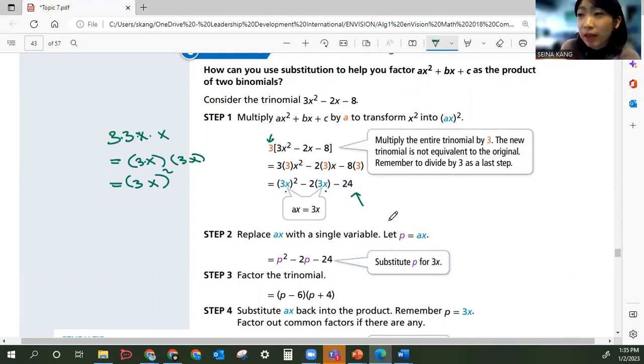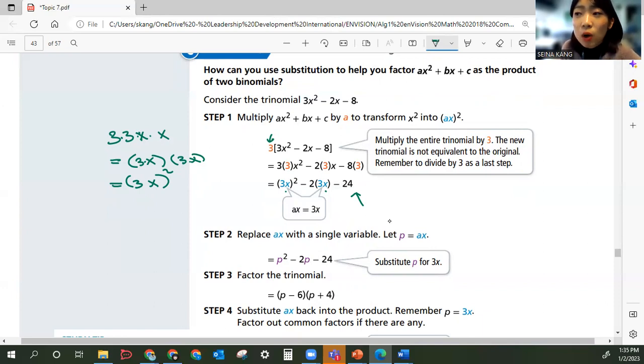Okay, that's the plan. So we're going to first replace ax with a single variable. So 3x, whatever your coefficient is, is going to be a variable. Let's substitute it with p. And then we're going to have p² minus 2p minus 24. And now that we look at it like this, it's simple. It looks familiar. It looks like a trinomial that we could factor, right?